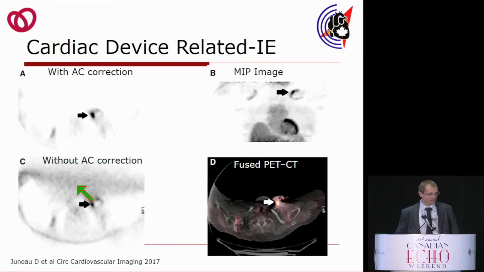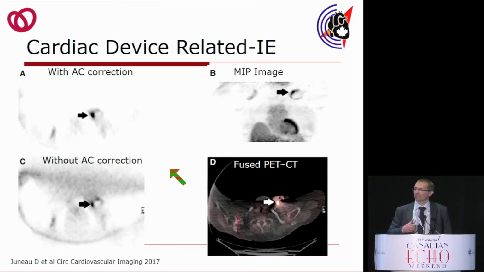So in terms of device-related infections, in this patient, it was extremely useful, and the patient went on and had their generator removed. Staph aureus was grown from the tissue from the generator site. The lead didn't need to be removed because there was no evidence of infection of it, and the patient did very well.